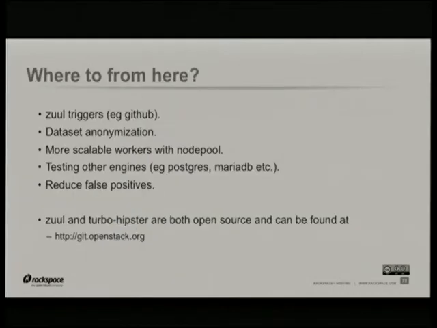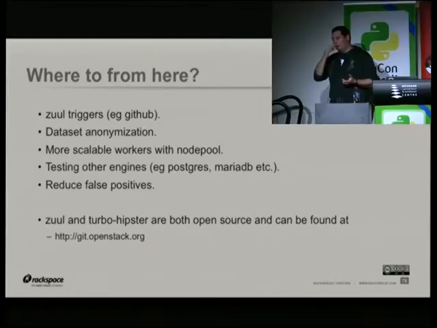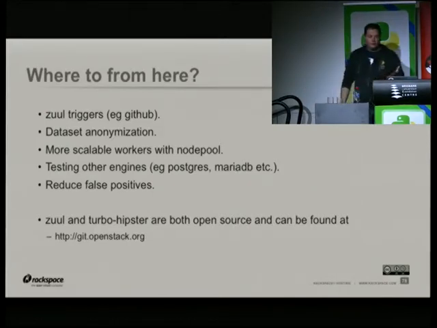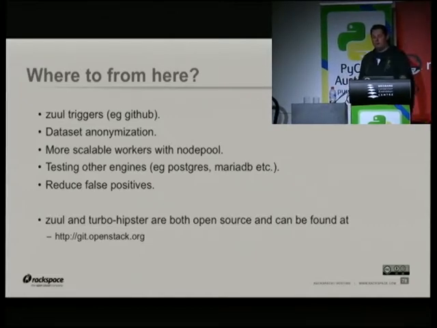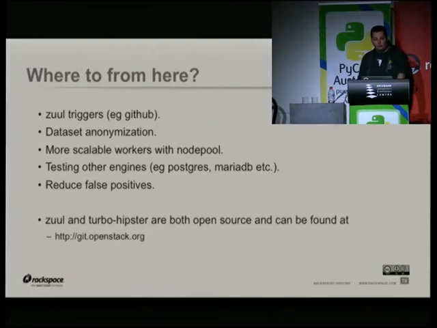And there's some other things that we'd like to do. We would like to use something other than Gerrit for Zuul to talk to. Zuul's actually reasonably modular, so it wouldn't be very hard to have a GitHub trigger in Zuul. Not that we'd use it ourselves, but I think it would make it a lot more accessible to other people. At the moment, it's very specific to people who are using the Gerrit code review. We do want to get the dataset anonymization stuff done, but it's actually quite difficult.